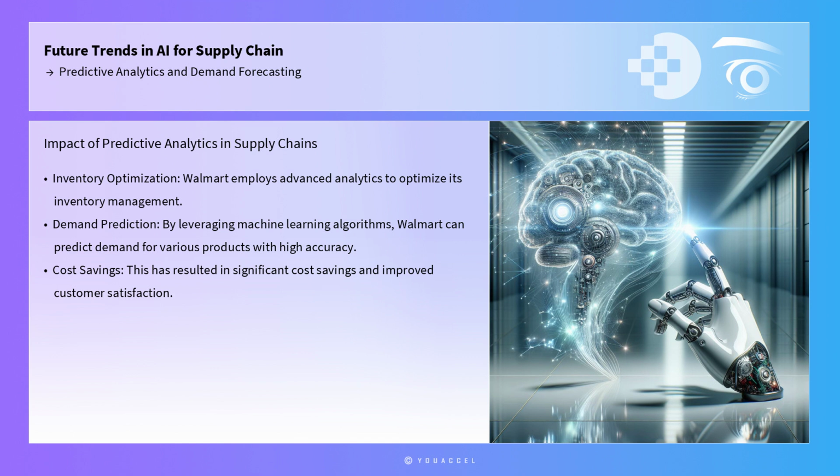Real-world examples highlight the transformative impact of predictive analytics and demand forecasting in supply chains. Walmart, for instance, employs advanced analytics to optimize its inventory management. By leveraging machine learning algorithms, Walmart can predict demand for various products with high accuracy, reducing stockouts and excess inventory. This has resulted in significant cost savings and improved customer satisfaction.